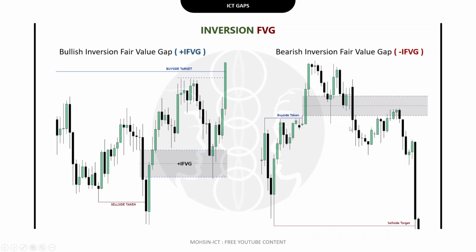It goes from one side of the market to the other side of the market. Sometimes it's from sell side to buy side, or from buy side right here to sell side. The SIBI does the work of a BISI and the BISI does the work of a SIBI. That's the inversion fair value gap. We can use a failed fair value gap in our favor to get support in the bullish case or resistance in the bearish case.